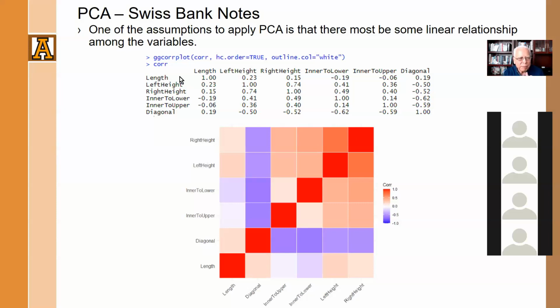Okay, so one of the assumptions we made is that there has to be a certain level of correlation between the different variables. Remember, all variables are treated equal here. There's no response variable. So this is, for example, the data from the Swiss bank notes. We have measurements that give the length of the note, the height on the left side, the height on the right side, the measurement between the inner and lower frames, the inner to upper, and the diagonal.